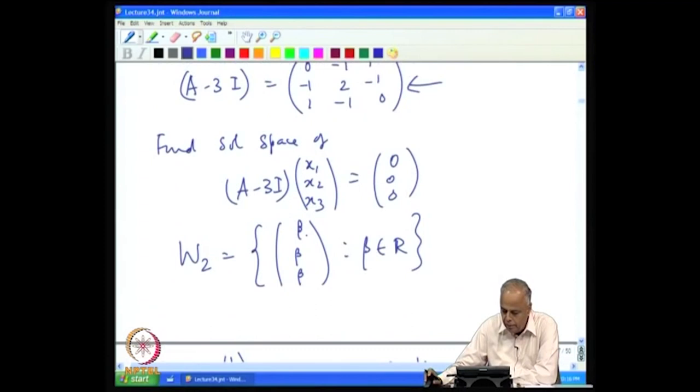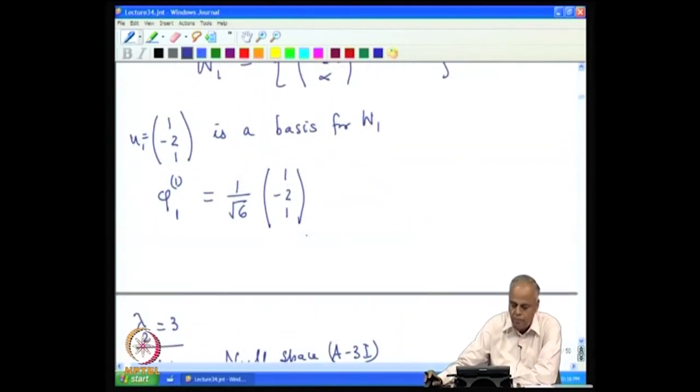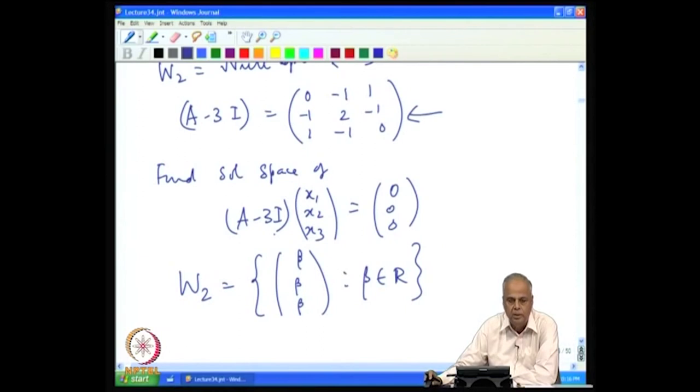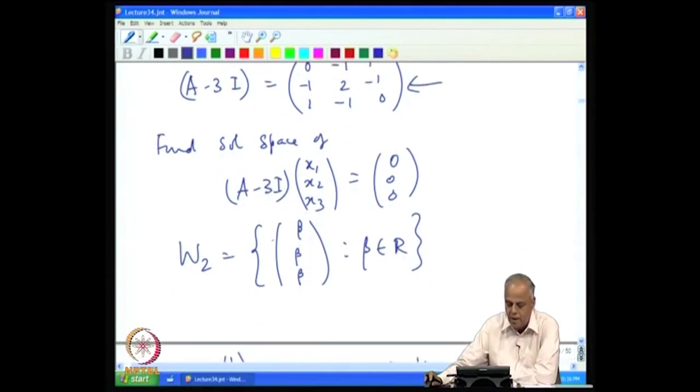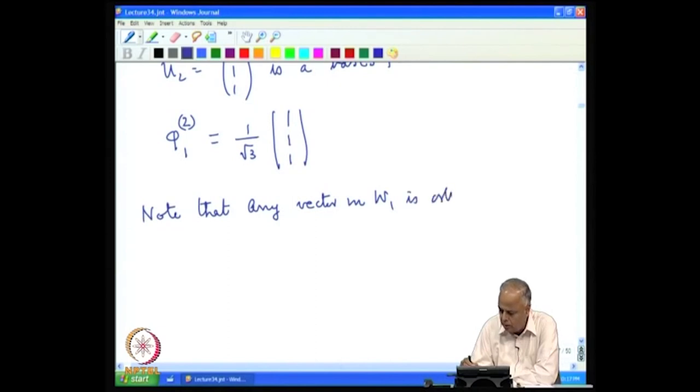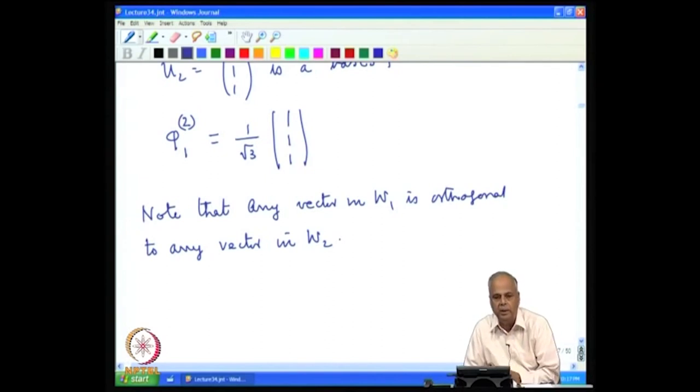Now, observe that any vector in W1 is of the form (alpha, minus 2 alpha, alpha), and any vector in W2 is of the form (beta, beta, beta), and if you take the dot product, you find that alpha beta minus 2 alpha beta plus alpha beta cancel, and therefore they are orthogonal. So, note that any vector in W1 is orthogonal to any vector in W2. And this is what we had, that when you have a real symmetric matrix or a complex Hermitian matrix, the eigenvectors corresponding to distinct eigenvalues will be orthogonal.